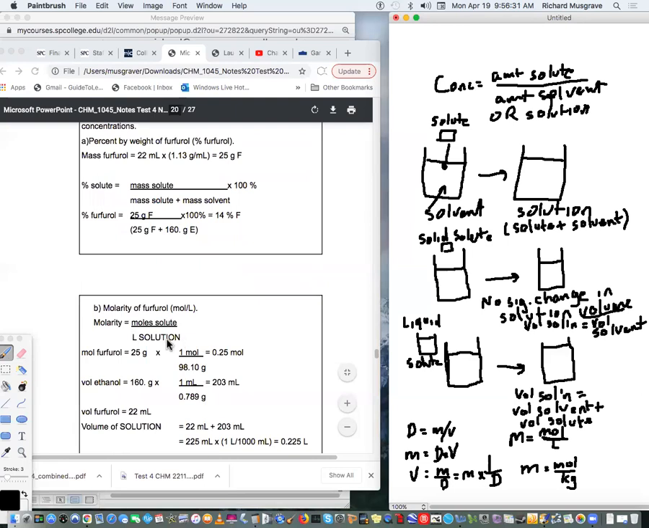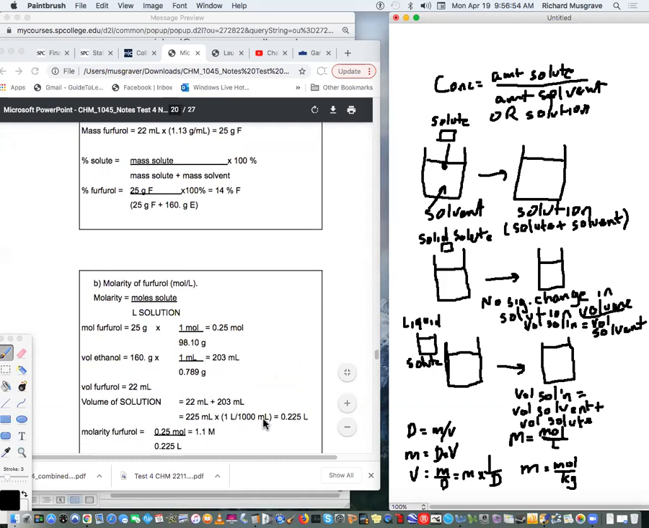We need liters of solution. For that, we need the volume of ethanol, which we can get again by taking the mass and dividing it by the density, which is times 1 mL over 0.789 grams, which gives us those milliliters. We already have the volume of the solute. We add those two together and multiply by 1 liter over 1,000 mL, which gives us 0.225 liters.